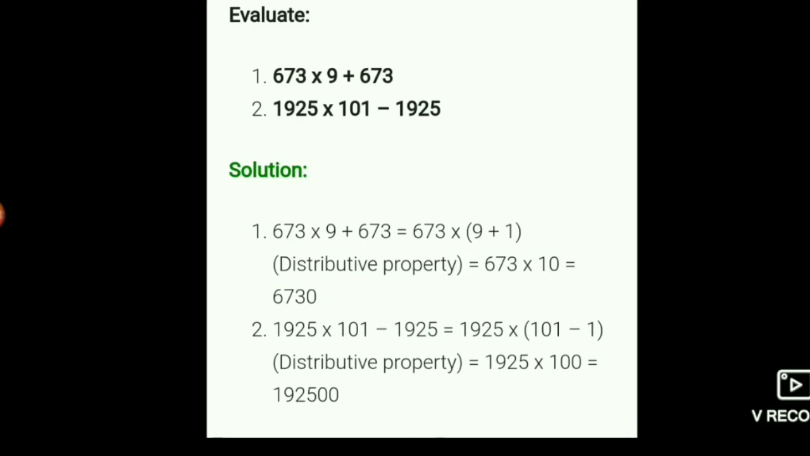Our second question is 1925 multiplied by 101 minus 1925. Here also 1925 is common. So in bracket it will be 101 minus 1, which is equal to 1925 multiplied by 100, and that is equal to 1,92,500. Here also the distributive property of integers is applicable.